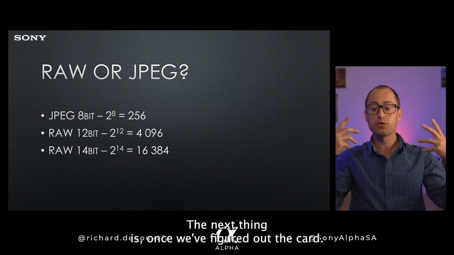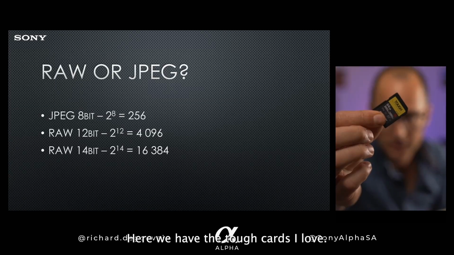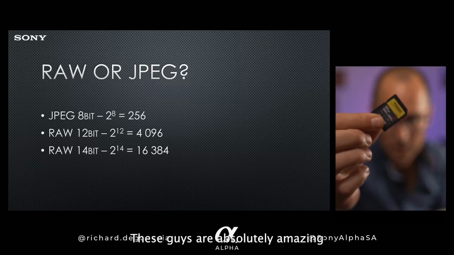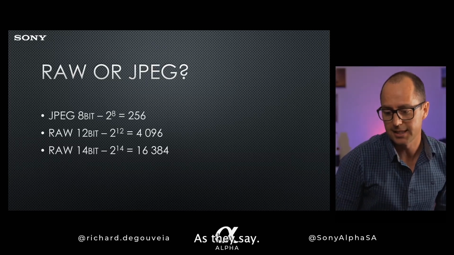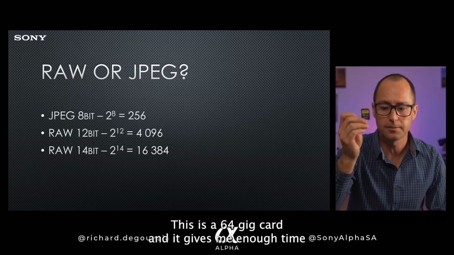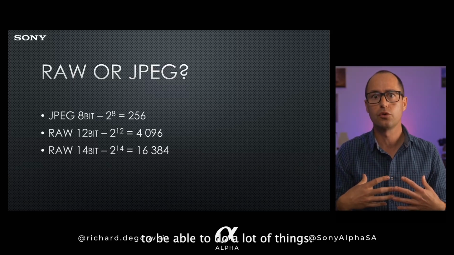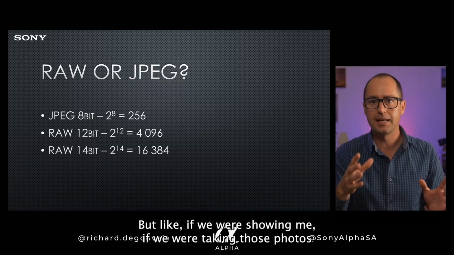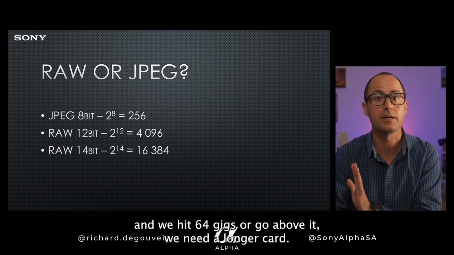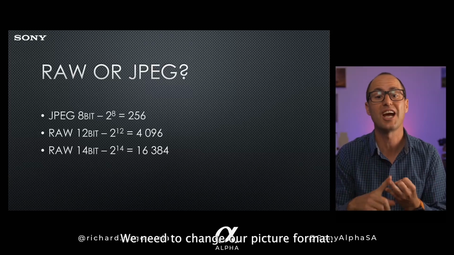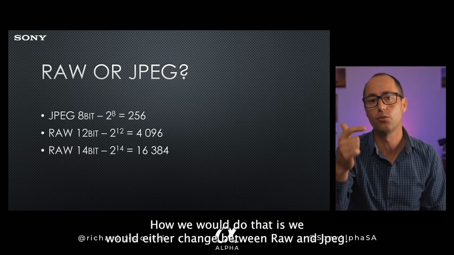The next thing is once we've figured out the card. A card is a very important thing. Here we have the tough cards. I love these guys, they are absolutely amazing because they are really tough, as they say. This is a 64 gig card, and it gives me enough time to be able to do a lot of things. But like we were showing there, if we were taking those photos and we hit 64 gigs or go above it, we need a longer card, or we need to change our picture format. How we would do that is we would either change between RAW and JPEG.